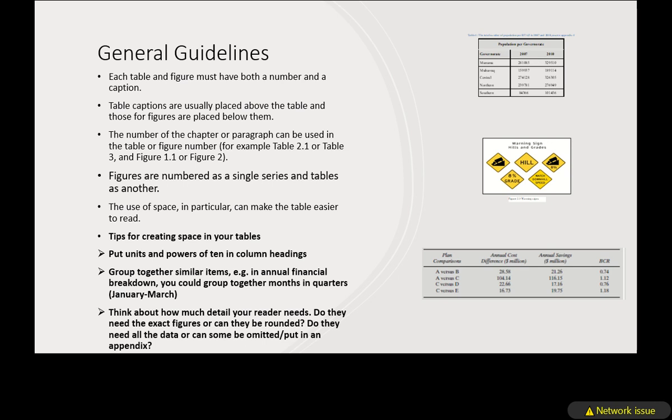How much detail does the reader need? Do they need the exact figure, or can you round them off? Do they need all the data, or can some be omitted or put in the appendix? You know about significant figures, right? What are significant figures? Decimal places. So they are basically talking about how much information you need, how many places you should go for.